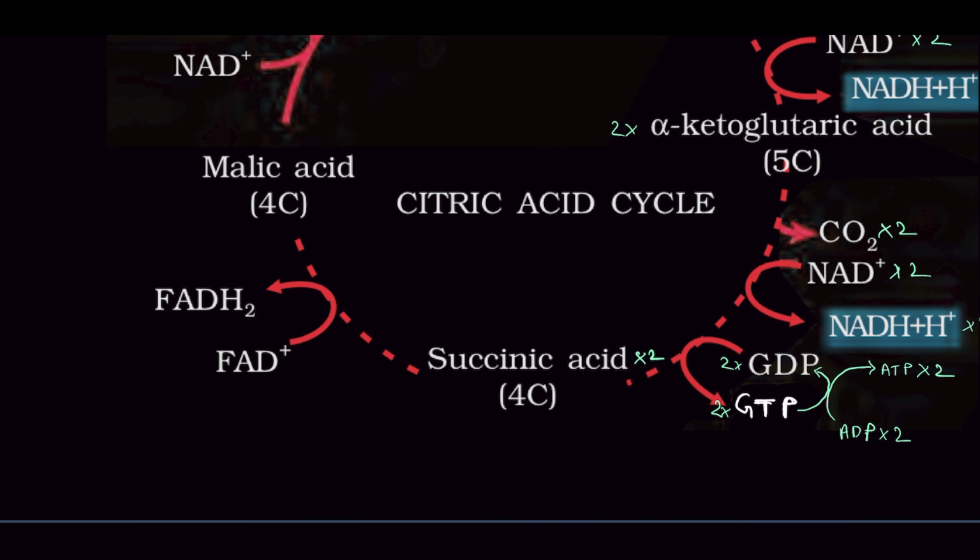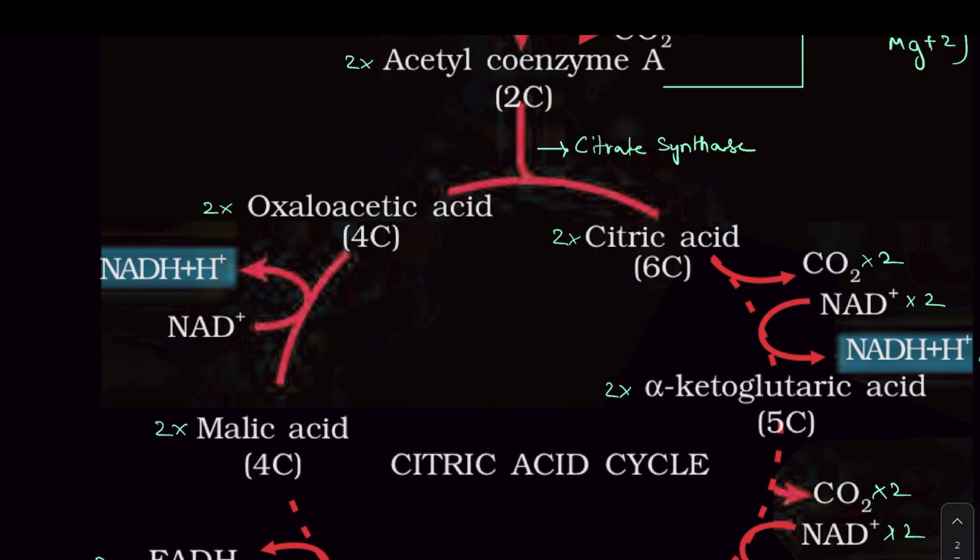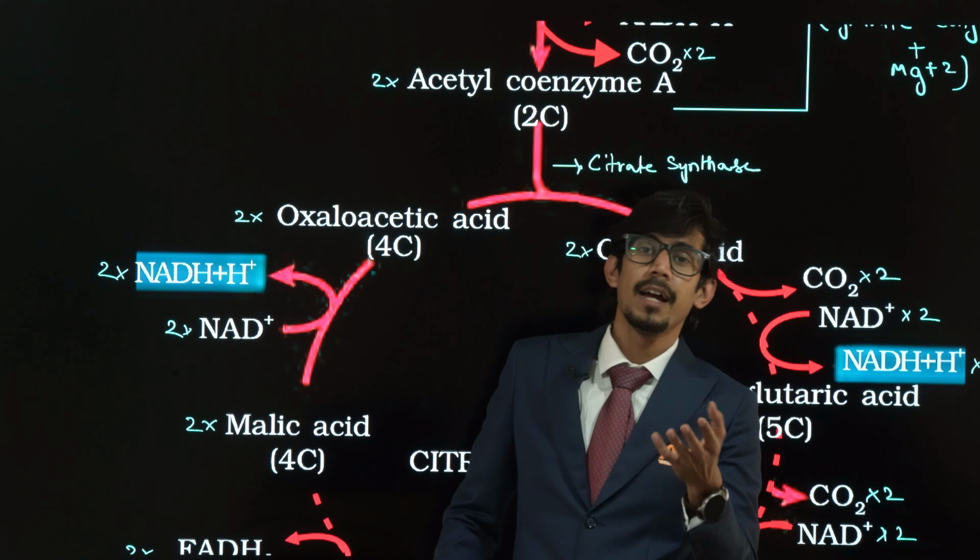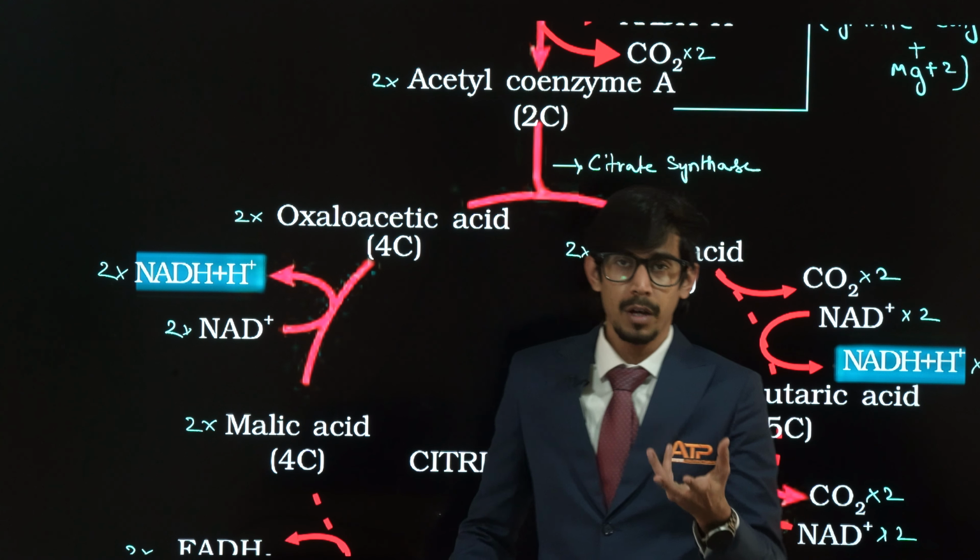2 molecules of succinic acid will get converted into 2 molecules of malic acid, and 2 molecules of FAD plus will convert into 2 molecules of FADH2. Then 2 molecules of malic acid will convert into 2 molecules of oxaloacetic acid, and 2 molecules of NAD plus will get converted into 2 molecules of NADH plus H plus. So basically I've done nothing, I've just multiplied everything by 2. You don't have to worry about that.